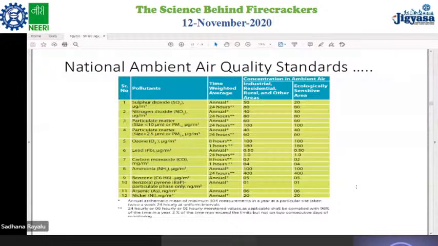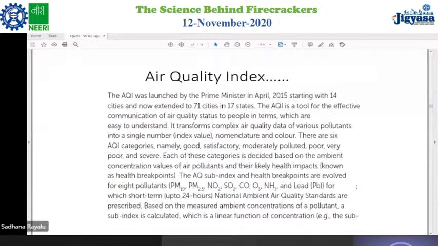There are National Ambient Air Quality Standards existing. You can find this out from different online platforms. And then we know what the stipulated limits are which should be followed. Like in the case of SO2, the annual average is about 50, 24 hours is about 20. NO2 is also given, PM is given. So these are the limits which have to be followed in the ambient air.